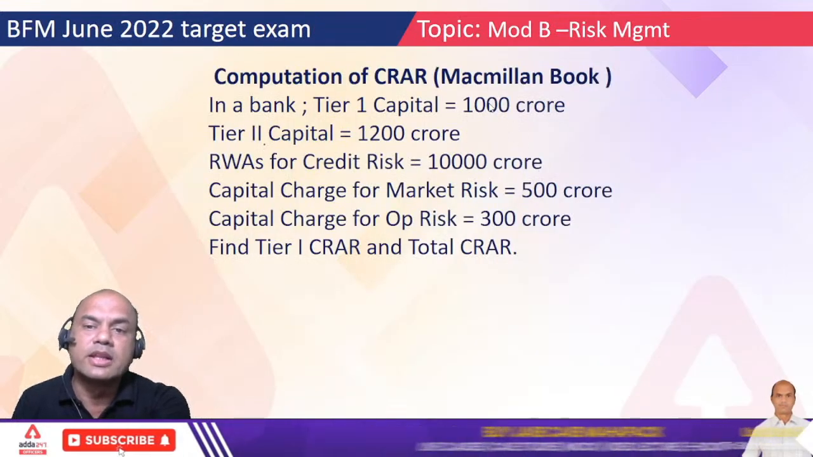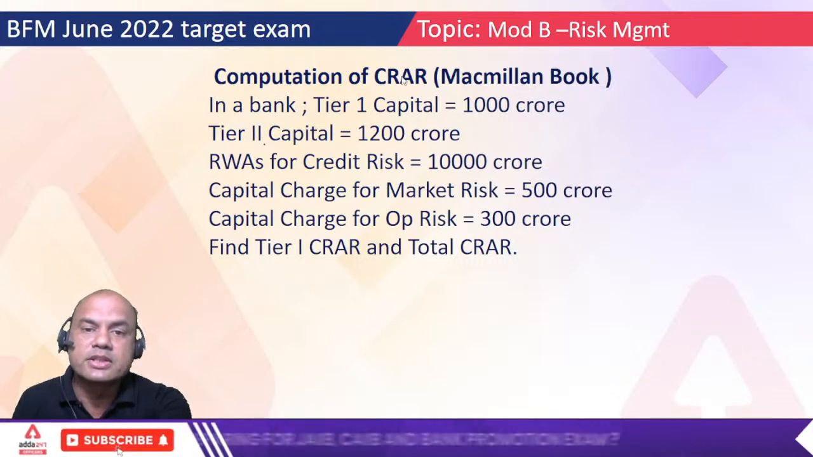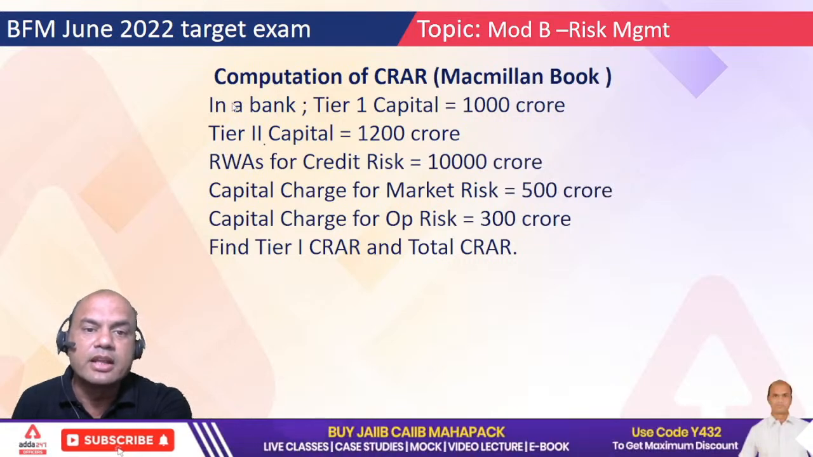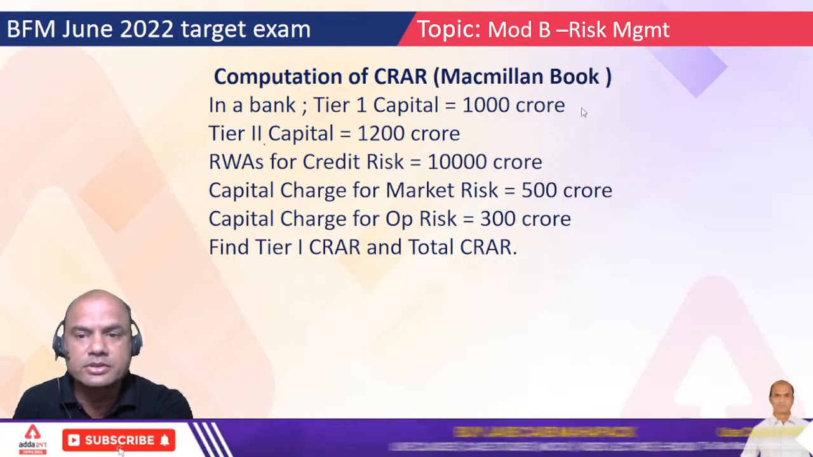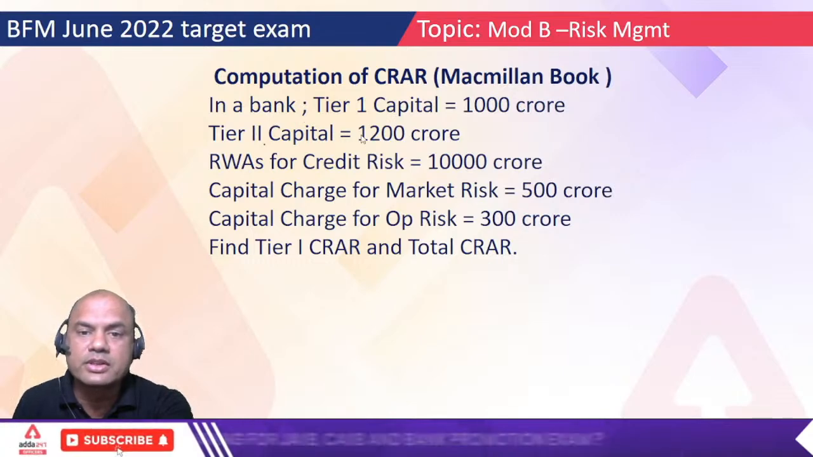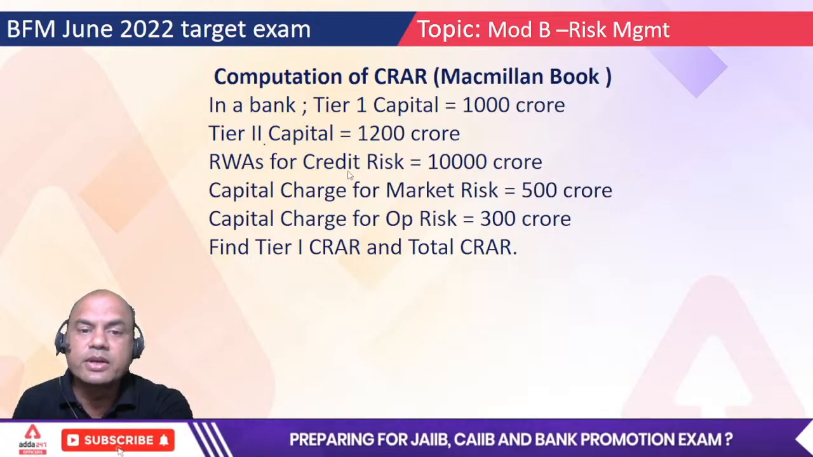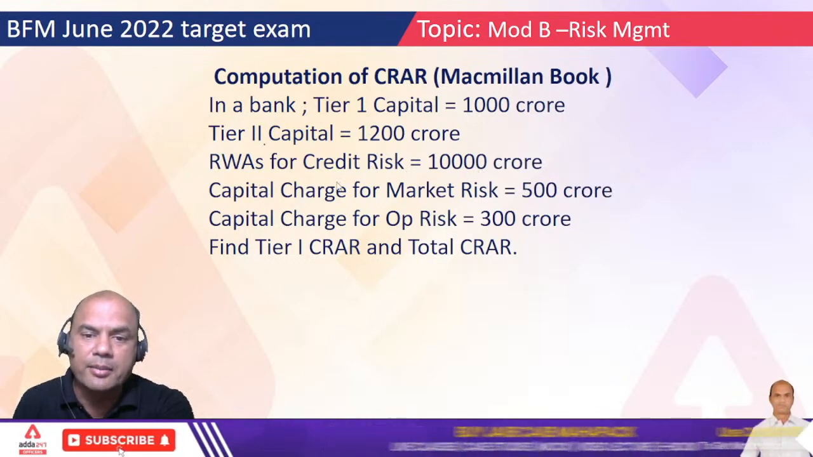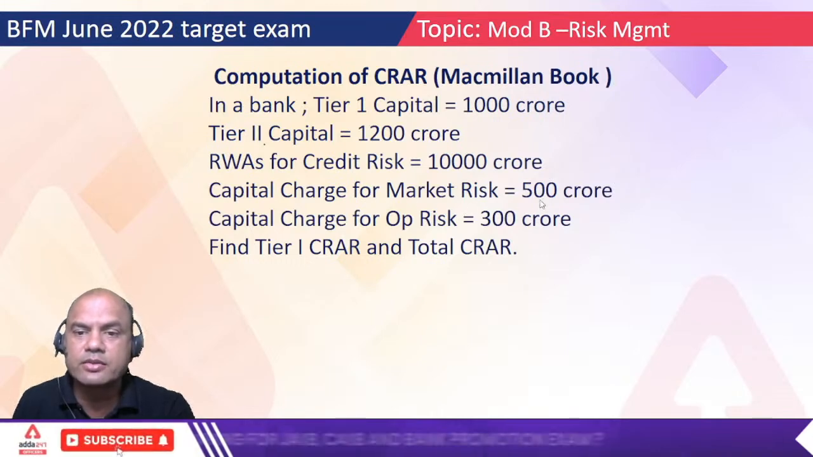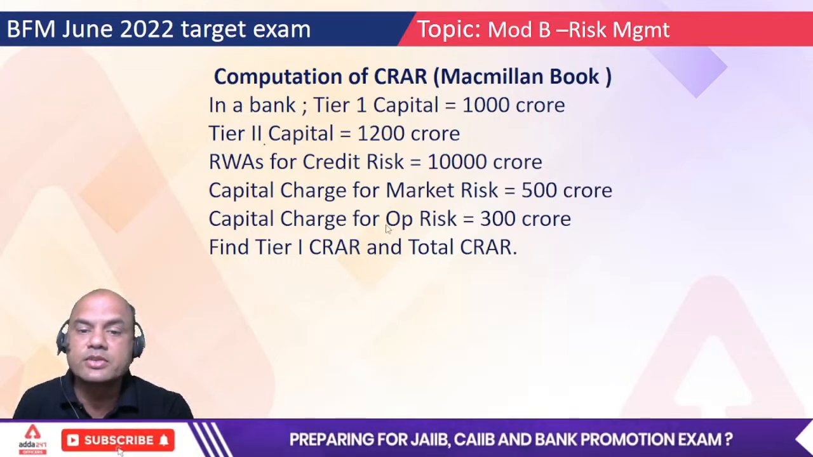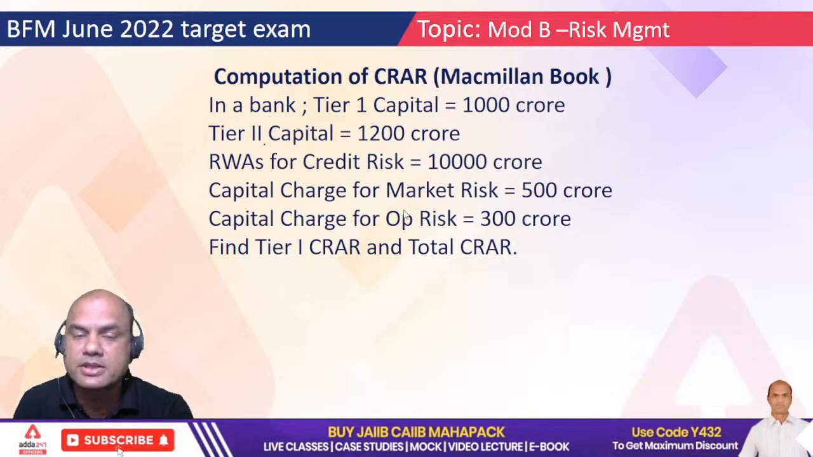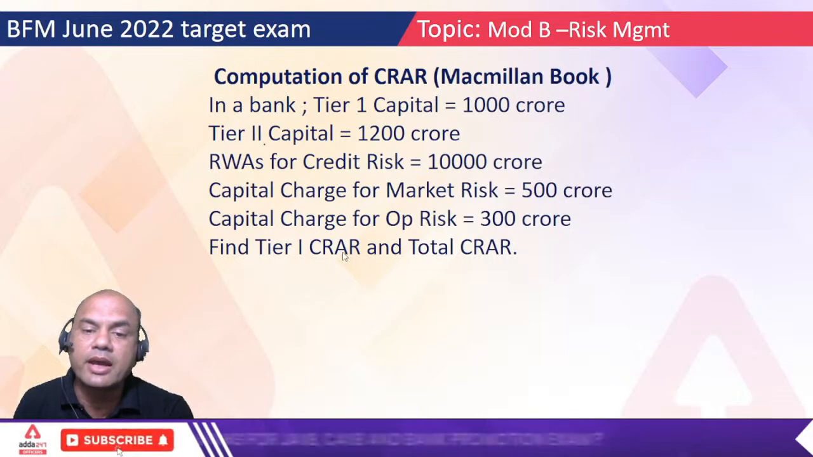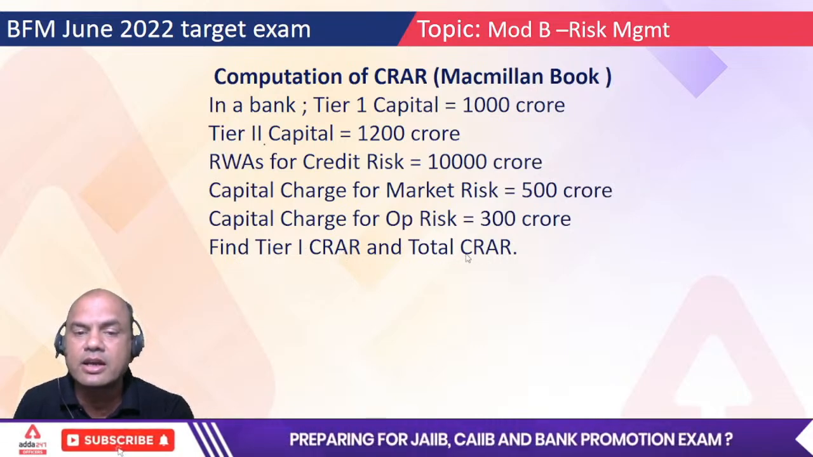So let's start with the case study. Computation of CRAR. It's directly from your Macmillan book. So what is given? In a bank, Tier 1 capital equals 1000 crores. Tier 2 capital equals 1200 crores. Risk weighted asset for credit risk equals 10,000 crores. Capital charge for market risk equals 500 crores. Capital charge for ops risk, ops means operation risk, equals 300 crores. Find tier 1 CRAR and total CRAR.